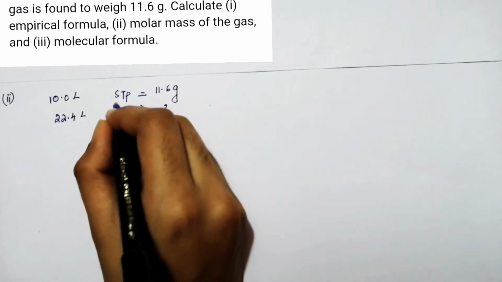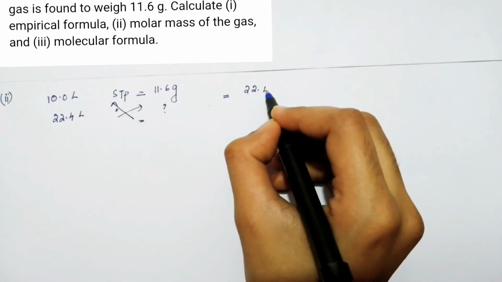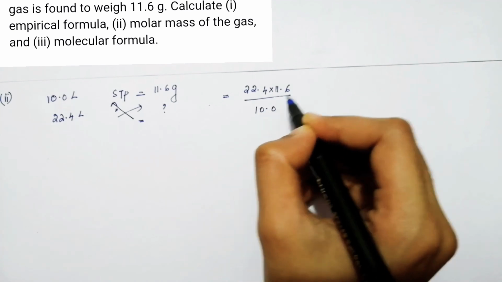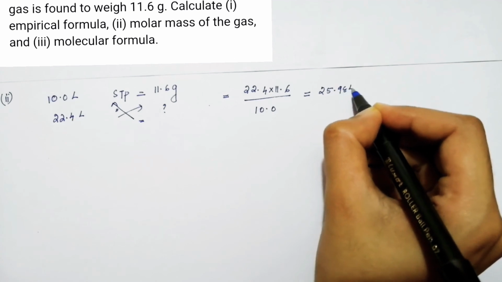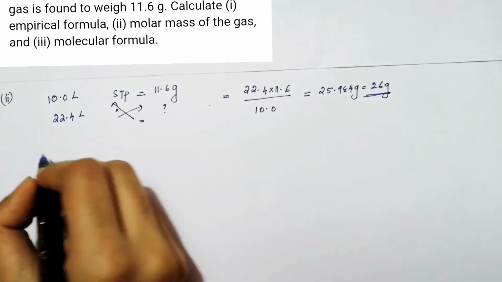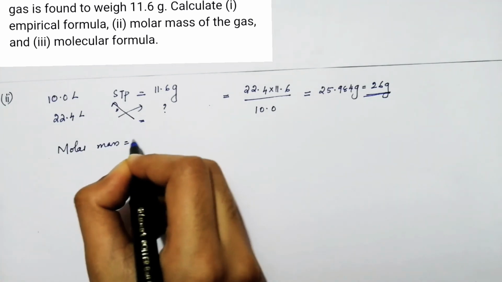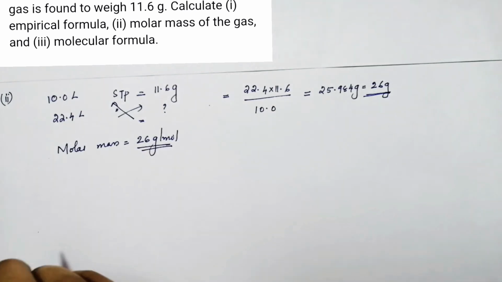Again, we'll do the cross multiplication. So we can say 22.4 into 11.6 divided by 10.0. And this gives us 25.984 gram, which can be written as 26 gram. So we calculated the molar mass of this gas to be 26 gram per mole.